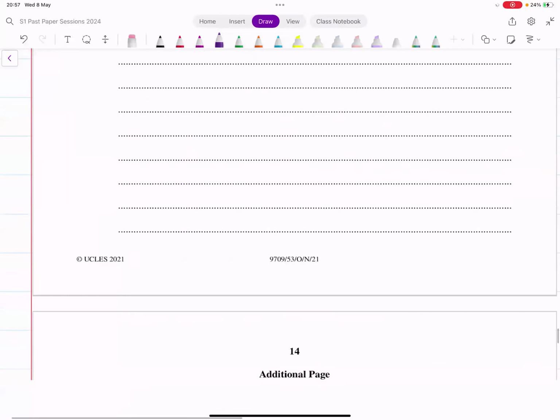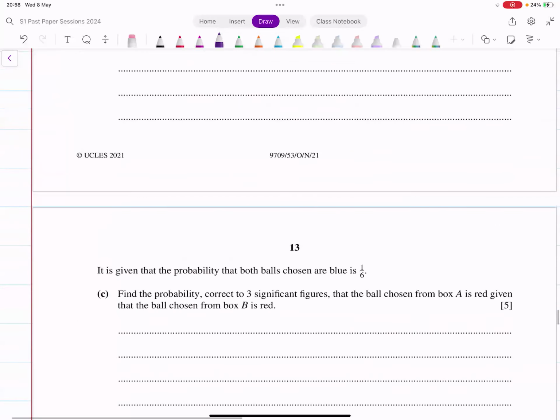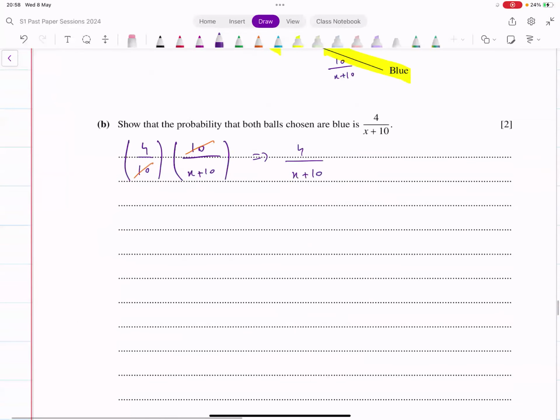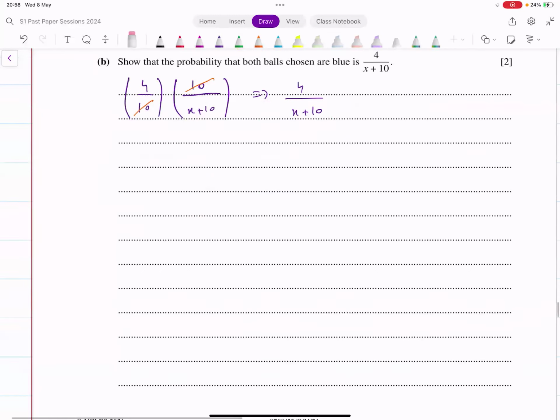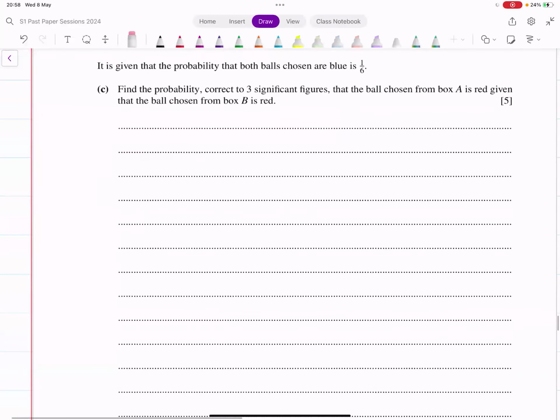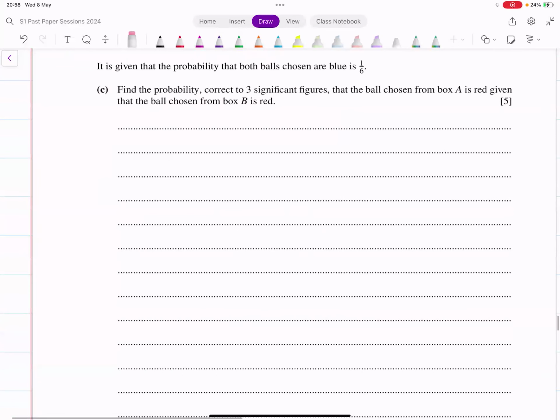And then part C of this, it's given that the probability that both balls chosen are blue is 1 over 6. That's the probability that we found in the previous part. They are saying that this probability was supposed to be 1 out of 6. Find the probability, correct to 3 significant figures, that the ball chosen from box A is red, given that the ball chosen from box B is red.